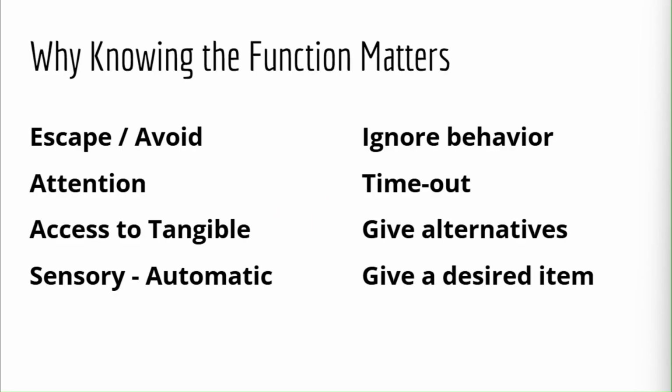Let's look at what the appropriate responses would be. Providing alternatives for escape or avoid allows the illusion of control. These alternatives could be given the option of math or reading when the behavior happened once the child was told we need to do homework. In this case, we're still doing homework, so we're still following through. They're not able to escape or avoid it, but they do have that illusion of control.